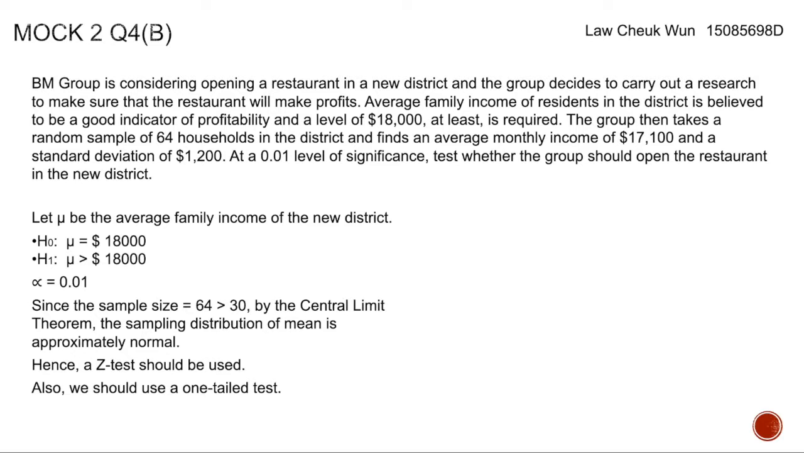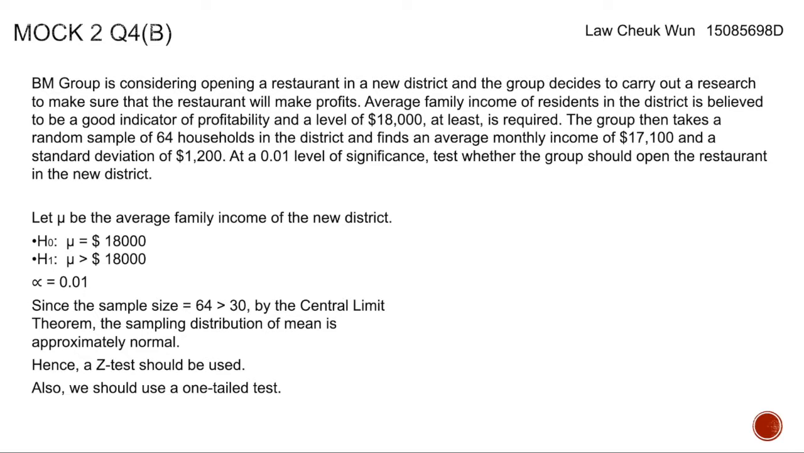Let mu be the average family income of the new district, and we will have two hypotheses here, where the null hypothesis is mu equals $18,000, and the alternative hypothesis is mu greater than $18,000.